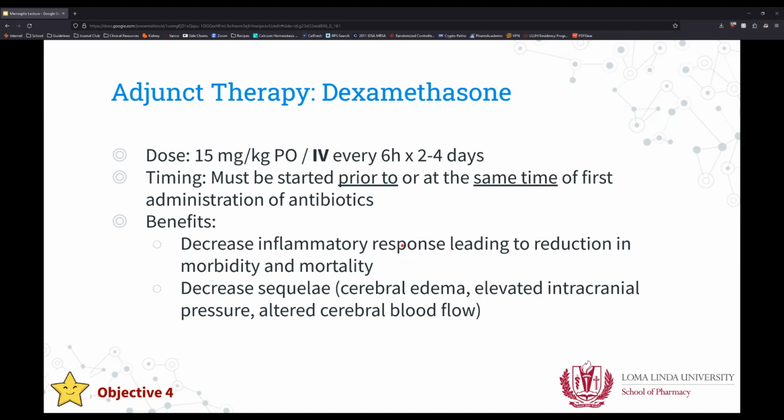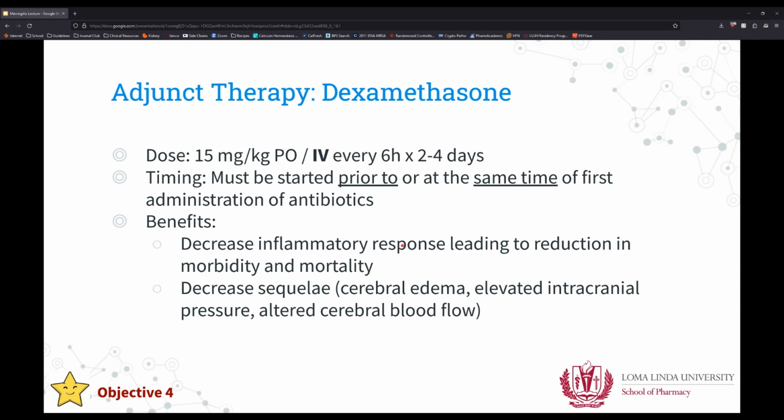So if a patient has already been on antibiotics for 1 day, and then now the team wants to start dexamethasone the next day, then it should not be used where there is no benefit seen. However, the greatest benefit that we see is when it is used prior, so roughly like 20 minutes prior, or at the same time as administration of antibiotics. So those are going to be very important for you to know.